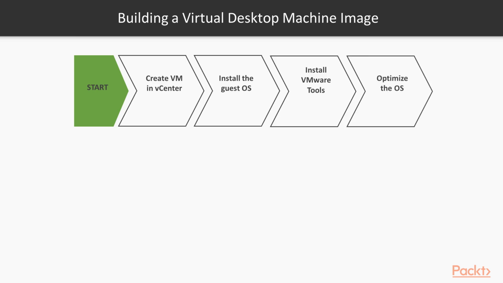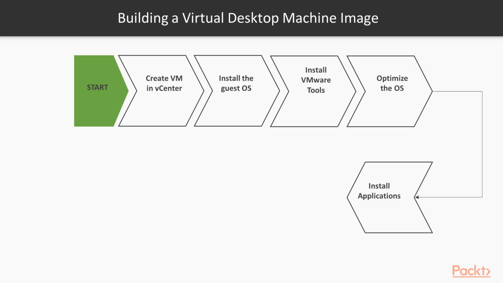And now that we have an optimized operating system, you can now install any applications that are going to be part of this base image. These would be applications that all users are entitled to, such as a PDF reader, for example. The final component is to install the Horizon agent. This will allow the virtual desktop machine to communicate with the connection server.